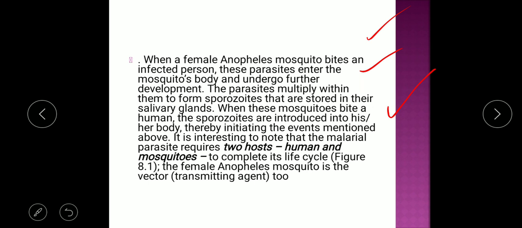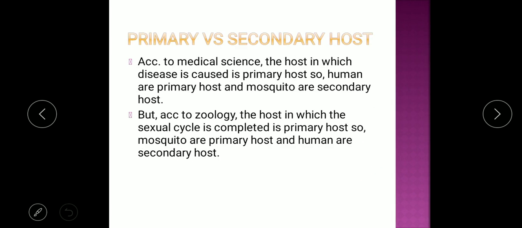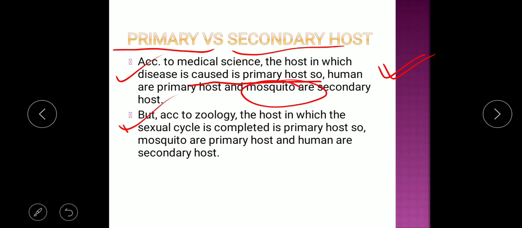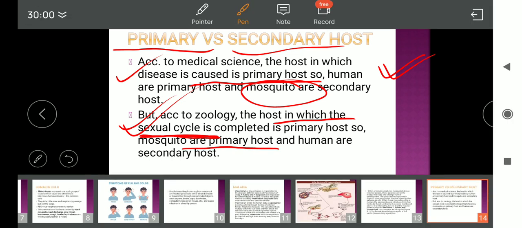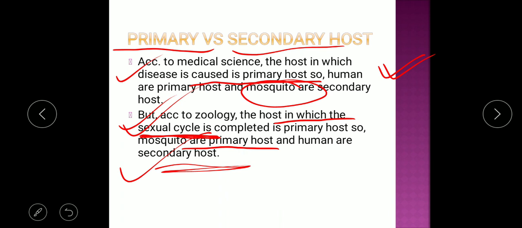So there are two hosts, human and the mosquito. The female Anopheles mosquito is the vector, the transmitting agent. Here some controversy appears about the primary and secondary host. According to medical science, the host in which the disease is caused is the primary host, so human is the primary host and the mosquito is the secondary host. But according to zoology, as we are students of zoology, the host in which sexual reproduction takes place is the primary host. So the mosquito is the primary host and the human being is the secondary host. We will follow this as we are students of zoology.